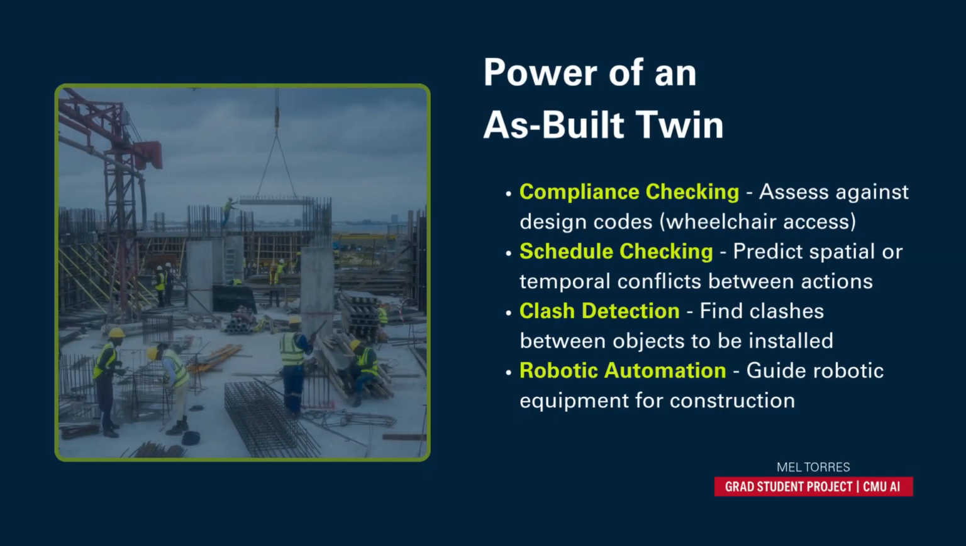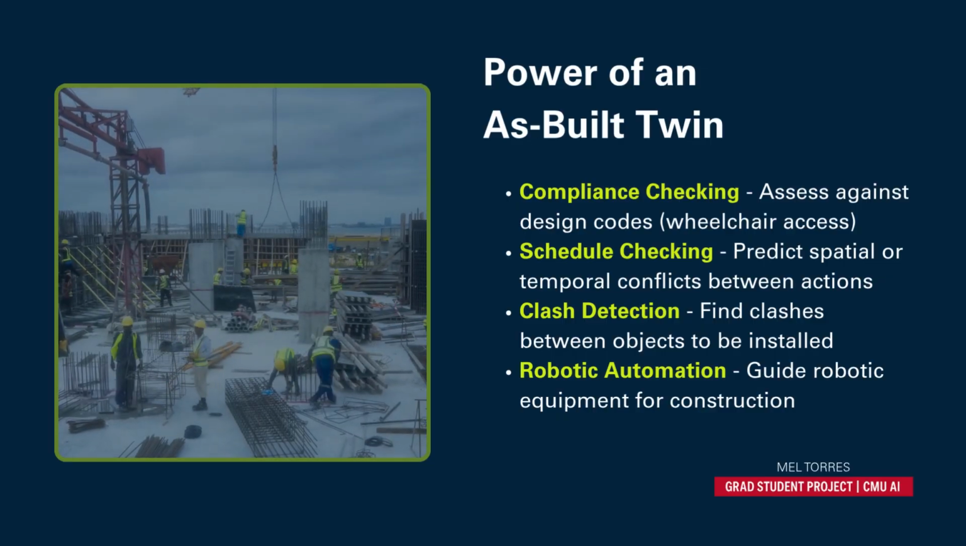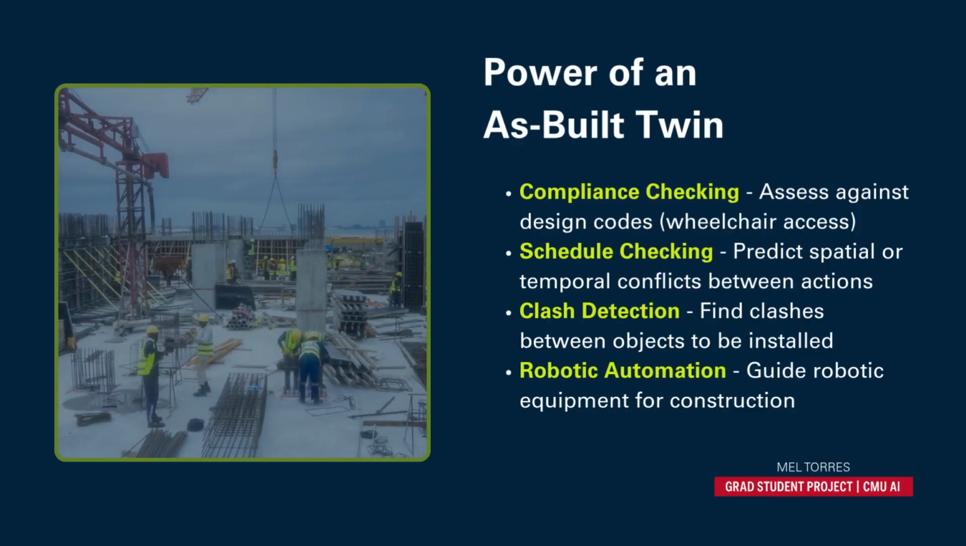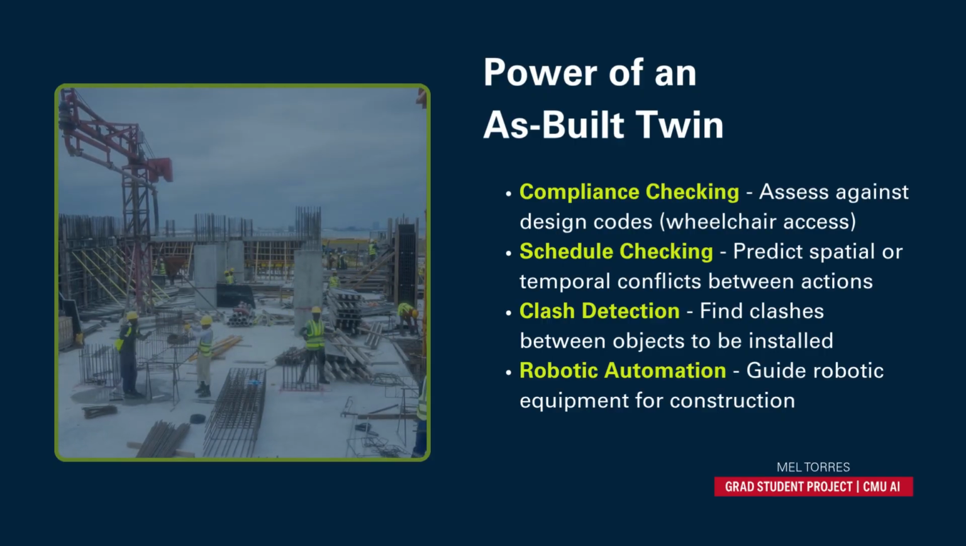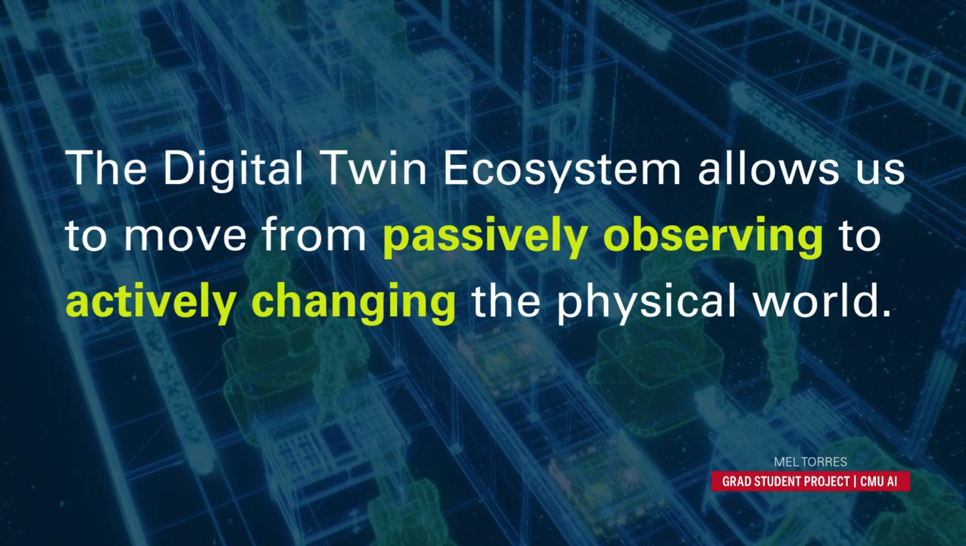For example, you can automatically check if a building meets accessibility codes right against the real world measurements. You can plan a complex renovation and know for sure that everything is going to fit perfectly. You can even use this model to guide robots on a construction site, telling them exactly where to drill a hole or make a weld with incredible precision. It's a total game changer.